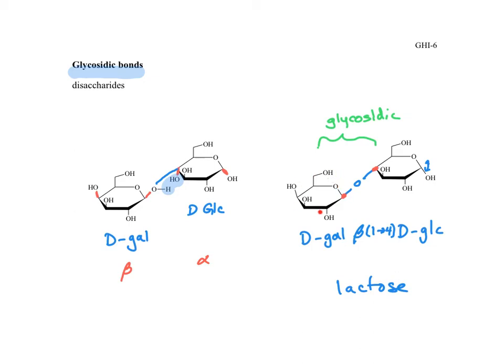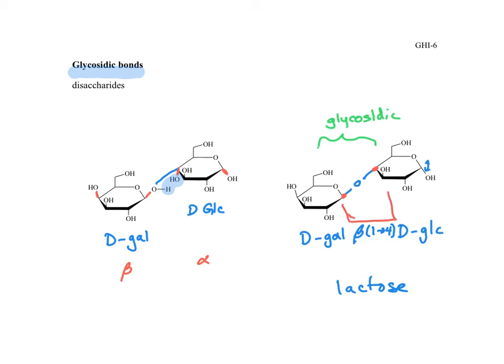This is stuck as a cyclic, and we need to indicate that it's a beta. This is not stuck cyclic, and therefore we don't need to indicate that it's an alpha, because if you have this sugar in your milk, it's going to be mutarotating back and forth here. So the upshot is that lactose is D-galactose beta 1,4-D-glucose.